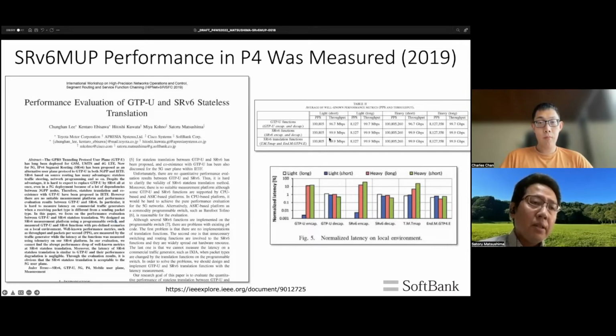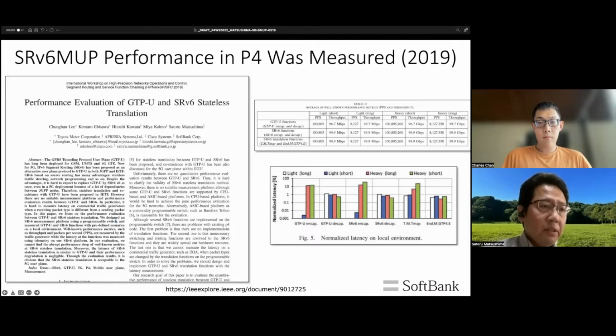You can compare the throughput to other network processing, like the GTP-U encap and decap, and SRv6 encap and decap as well. Not much difference; moreover, the throughput is a little bit better than GTP decap and encap. That's the very powerful point of P4: a very new network processing idea can be achieved in hardware acceleration with no performance compromise.